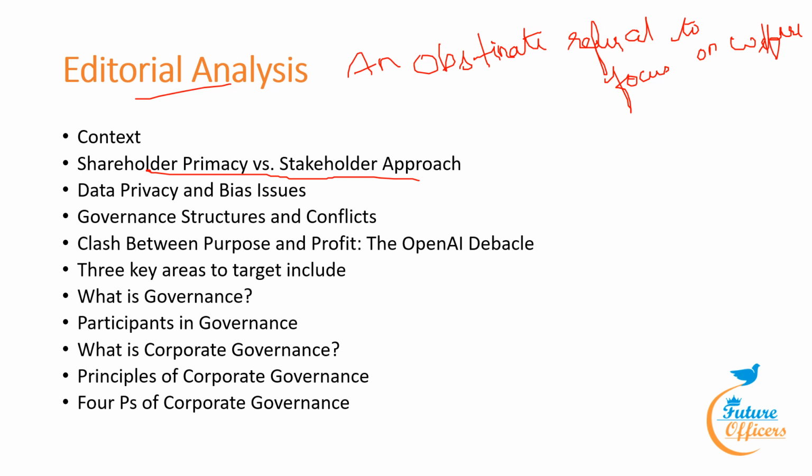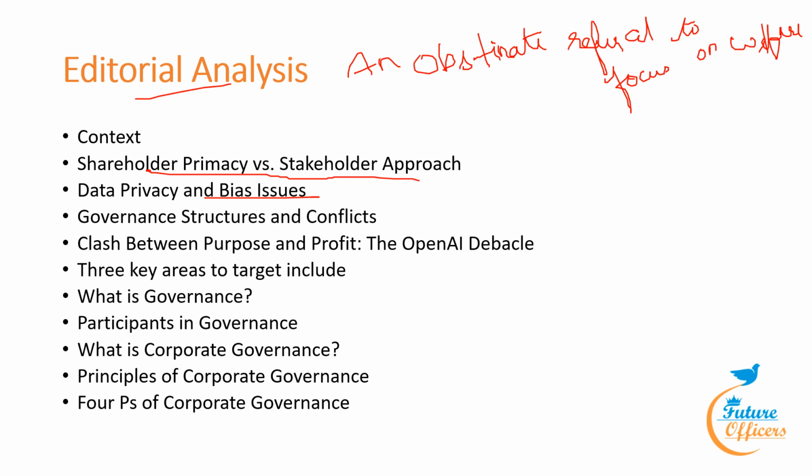Next, the data privacy and bias issues. Developing AI technologies requires access to vast amounts of data, which raises privacy concerns. For example, Meta was asked to pause its AI model training in Europe due to concerns raised by the Irish privacy regulator about using public content from Facebook and Instagram. Algorithmic biases are another significant concern, where human prejudice can be embedded into AI systems.